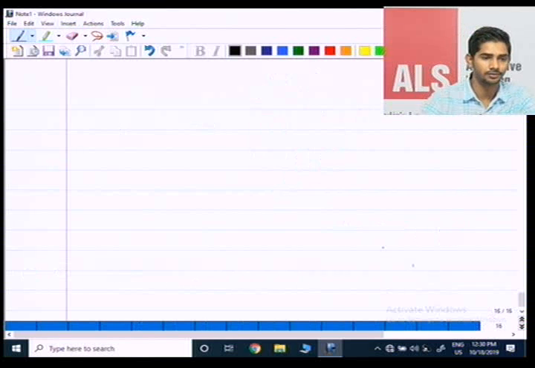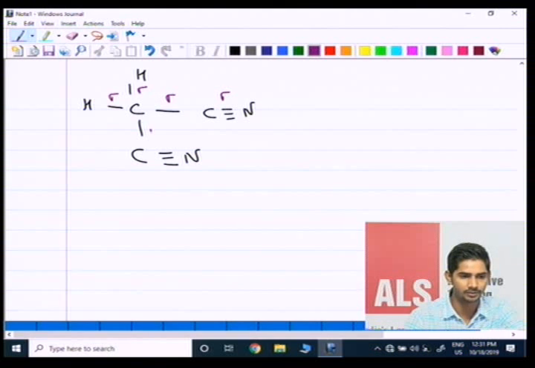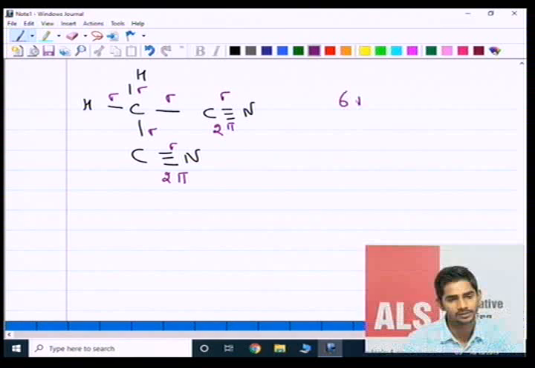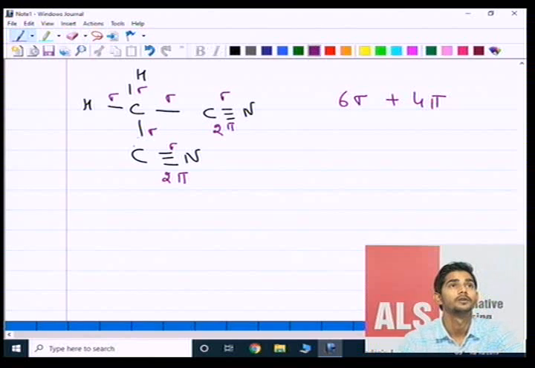Okay guys, so let's start. The first question was this one. Guys, I can expand that structure in this manner. Okay, let's count the sigma and pi bonds. Sigma, sigma, sigma, sigma, sigma, sigma, 2 pi, 2 pi, so 6 sigma plus 4 pi, sorry. So congratulations to all of you who have got the right answer.